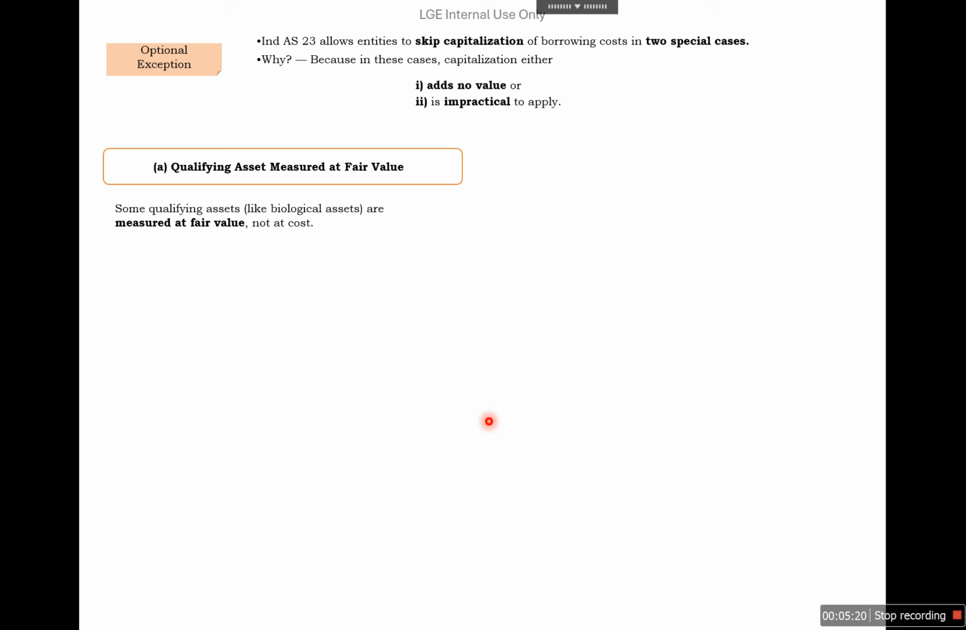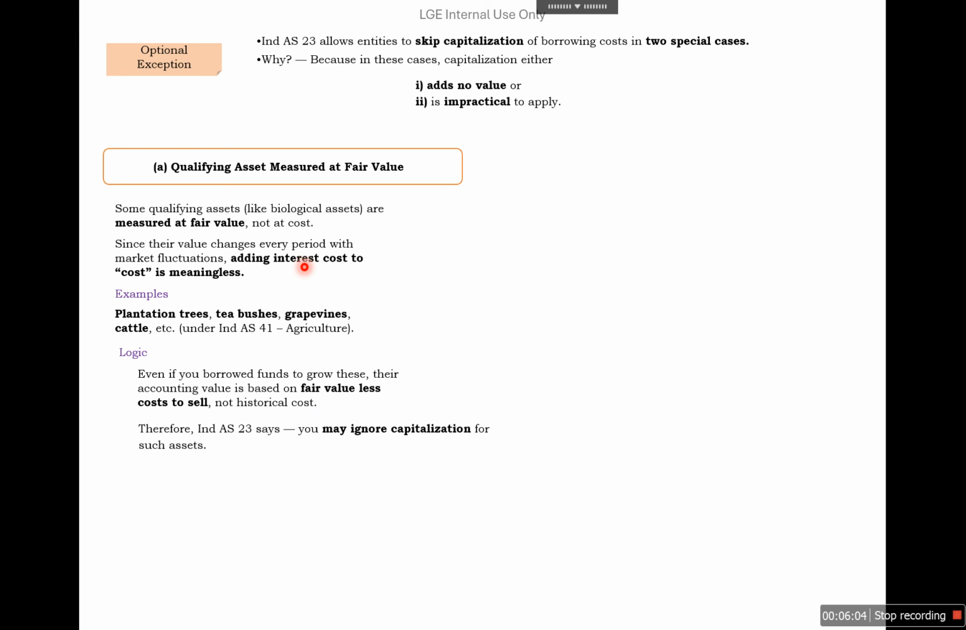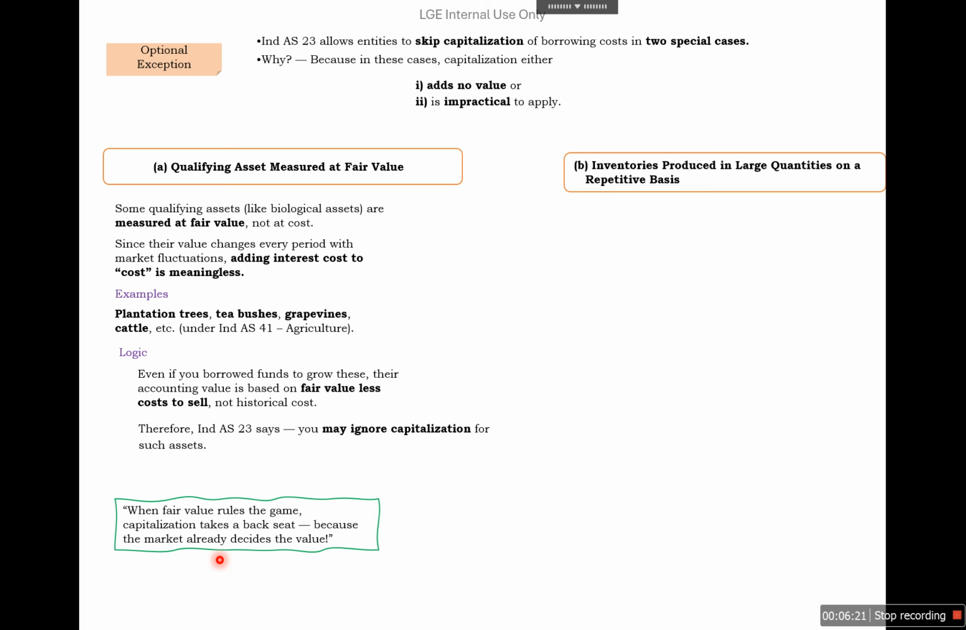Some qualifying assets like biological assets are measured at fair value, not at cost, since their value changes every period with the market fluctuation. So adding interest cost is meaningless. For example, plantation trees, tree bushes, grapevines, cattle, etc. These are to be measured at fair value. So if we add the interest cost to their historical cost, it is not going to give any value to the organization because it's meaningless. Ultimately, the plantation trees or tree bushes, etc., will be measured at fair value, not at the historical cost. So therefore, Ind AS 23 says that you may ignore capitalization for such assets. So the hook line is: when fair value rules the game, capitalization takes a back seat because the market already decides the value. Second case is inventories that are produced in large quantity on a repetitive basis.